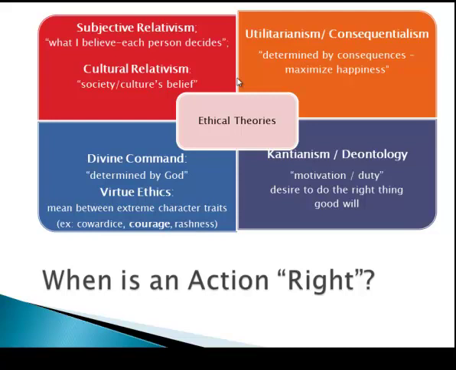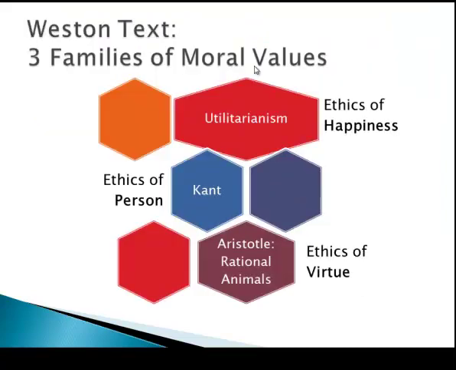If you think about the consequences of your action and try to analyze the situation to maximize happiness, you're using utilitarianism. If you think about your duty and focus on goodwill toward others, you're likely using Kantianism. Of course, we often use a combination of these theories in our daily decisions. Your textbook, A Practical Companion to Ethics by Weston, suggests that there are 3 basic families of moral values: the ethics of happiness, the ethics of person, and the ethics of virtue.